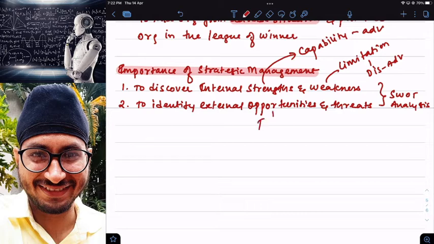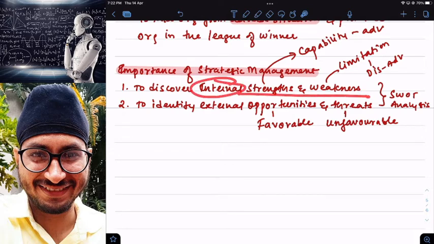Sir, I am in a favorable situation. Favorable situation in market is called what? Opportunity. Unfavorable situation in market is called what? Is called as threat. Clear? I hope you understood. Strength and weakness are always internal to the organization. Opportunities and threats are always external to the organization.